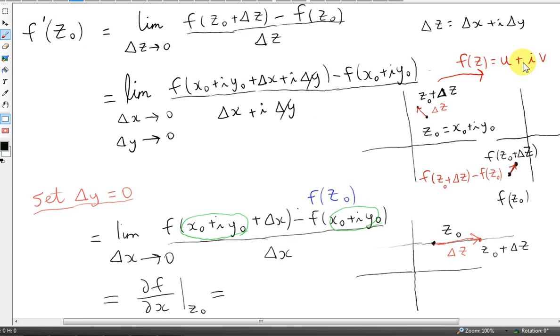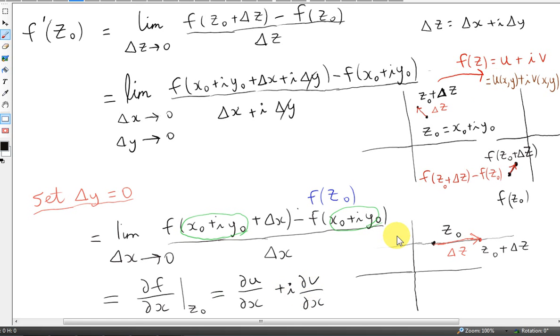we can write f of z as u plus iv, and when we take its partial derivative, we can just differentiate each of these terms with respect to x. So the real part, u, is in general a function of x and y. The imaginary part, v, is in general a function of x and y. So if we want to differentiate f with respect to x, we differentiate u with respect to x, the partial derivative of u with respect to x, plus i times the partial derivative of v with respect to x.